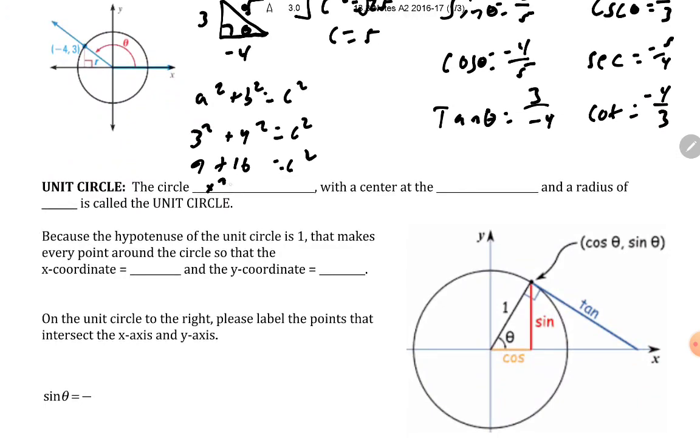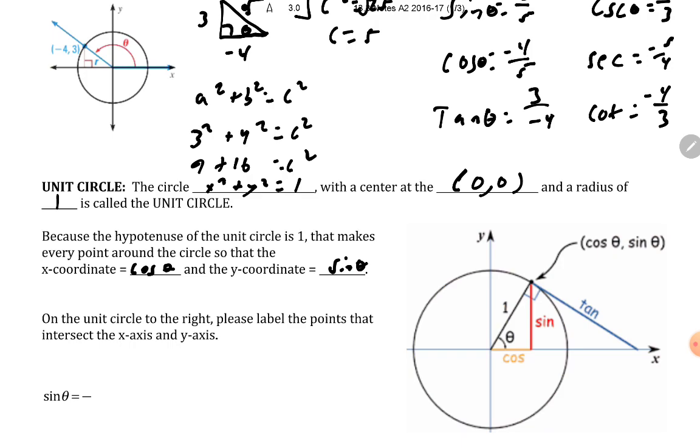The unit circle is the circle x squared plus y squared equals r squared, or 1, with a center at the origin, which is (0, 0), and a radius of 1. It's called the unit circle. Because the hypotenuse of the unit circle is 1, every point around the circle has an x-coordinate equal to cosine of theta, and a y-coordinate equal to sine of theta.